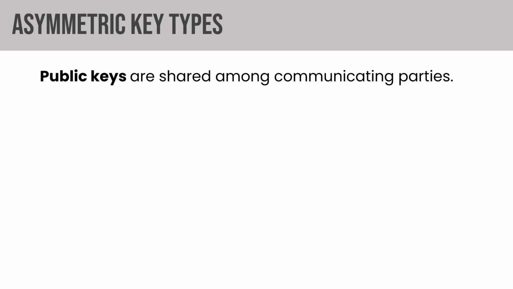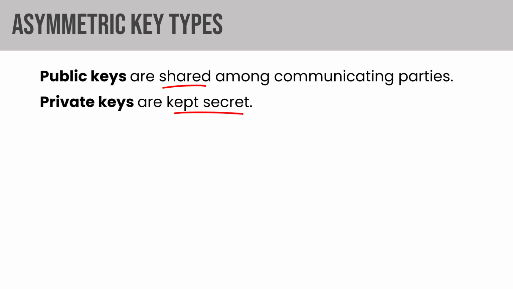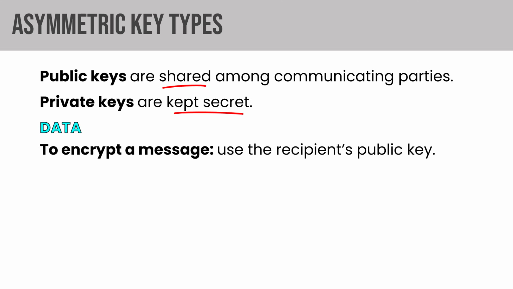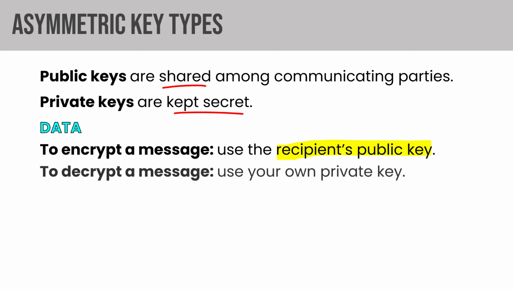So now we're going to talk asymmetric cryptography, or public key cryptography. On the asymmetric side of cryptography, you have public keys that are going to be shared amongst communicating parties. So if you and I are going to communicate and share secrets, you have access to my public key and I have access to yours. My private key is secret. Only I know my private key, and in your case, only you know yours. And in terms of data, to encrypt a message, each can use the recipient's public key. So I can use your public key to encrypt a message, and then you can decrypt it using your own private key.